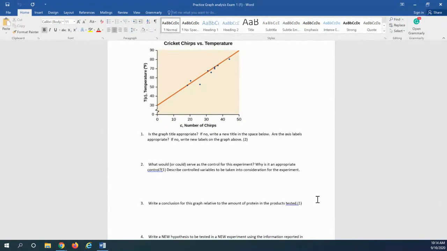So relative to the temperature, write a conclusion for this graph relative to the temperatures recorded. So you would say something general like, as we recorded the number of chirps, or as the number of chirps increased, the temperature also increased. So you're looking to relate the independent variable to what's happening with the trend of the dependent variable.